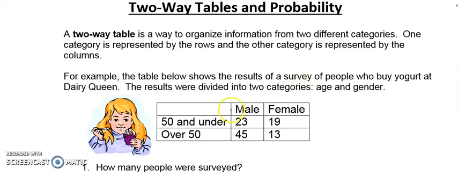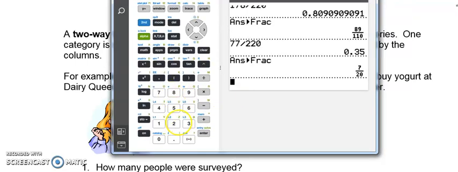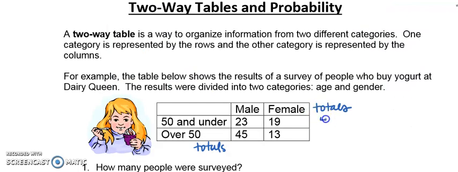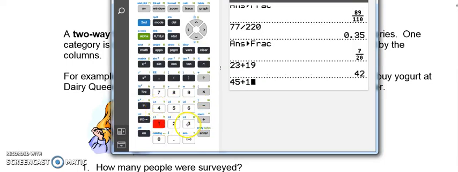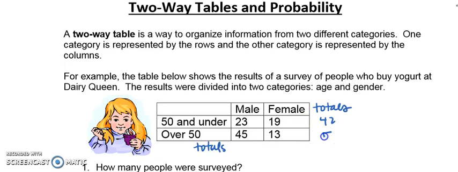is I like to go ahead and make a totals column. That's just me, totals here, totals, and totals there. So 23 plus 19 is going to be 42. And then 45 plus 13, 58. And you can add those up too, and when you add those up there, you get 100. So this is going to be your total.